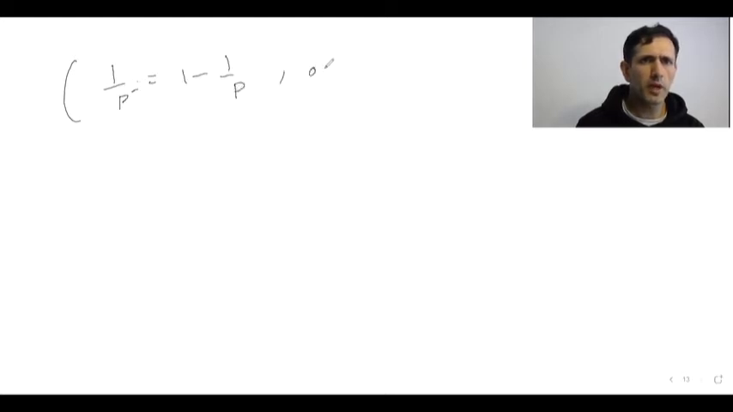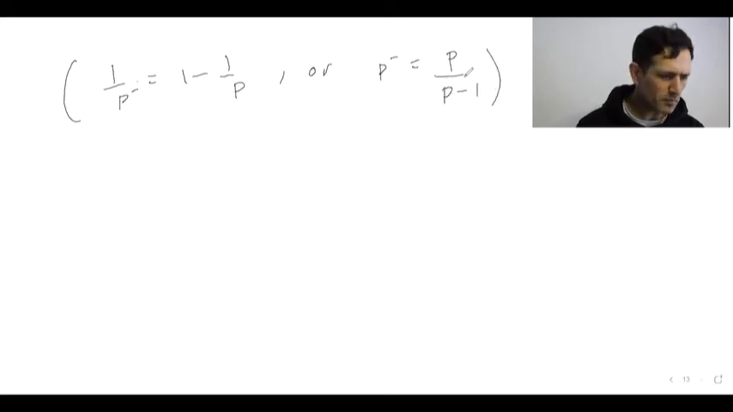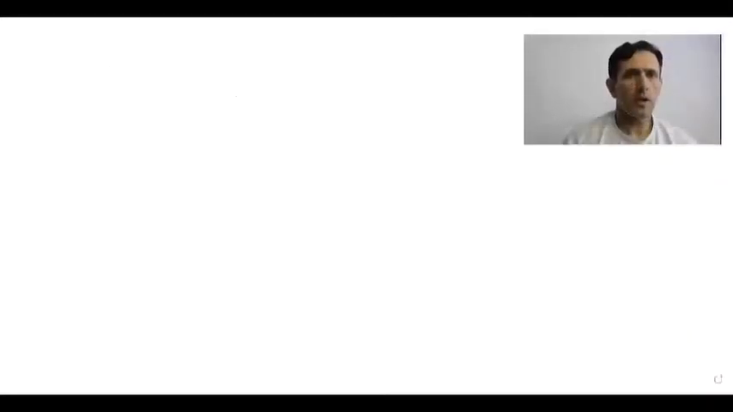1 minus 1 over P, or explicitly, P prime is just P over P minus 1. Okay, so if we take x_N and plug it into phi of y, then what are we going to get? We're going to simply get the following sum here.